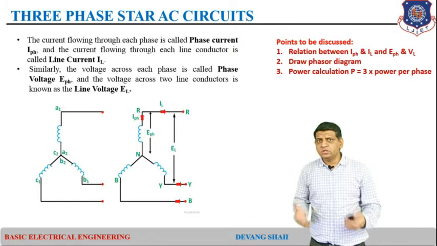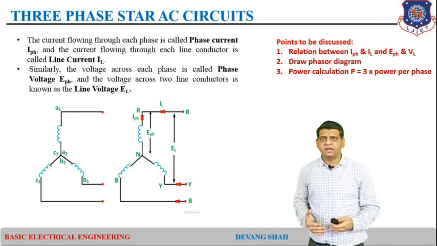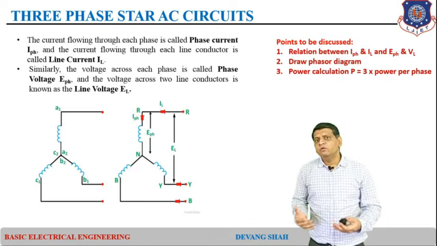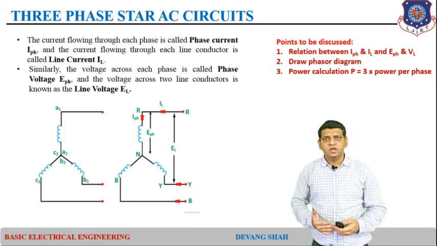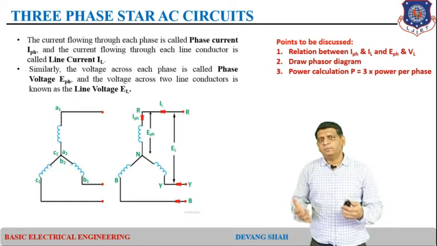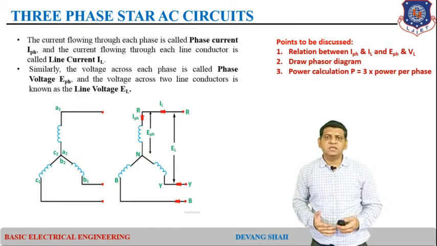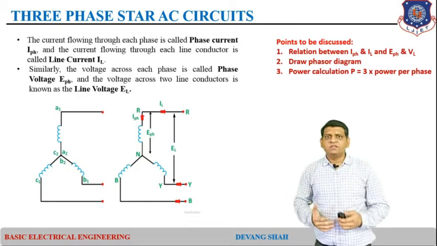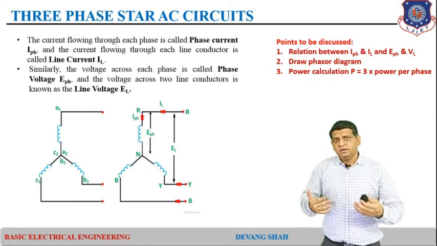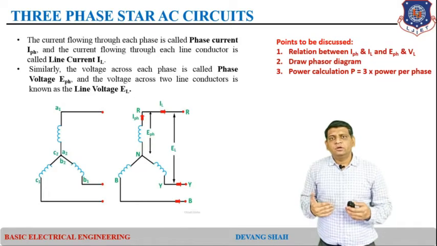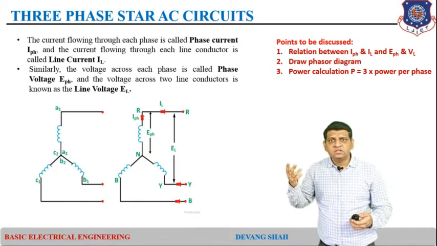In the same way, point number 2 is to draw the phasor diagram. Here we are not going to draw the waveforms. Point number 3 is the power calculation. The overall power of a three phase AC signal is the total power, equal to 3 times the power per phase, right? So in the next theory we need to discuss these three points.